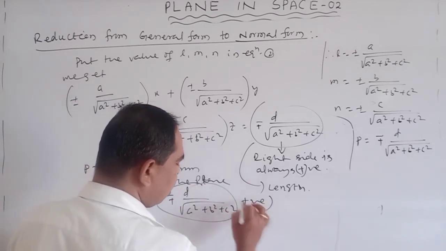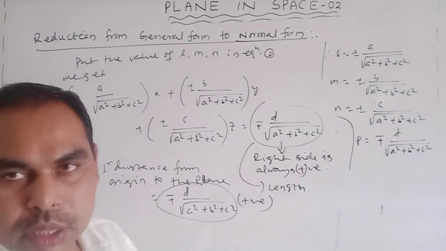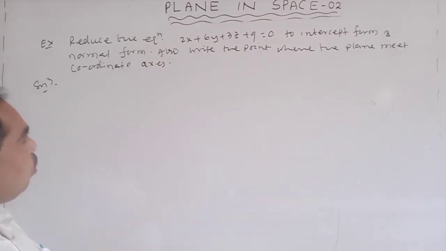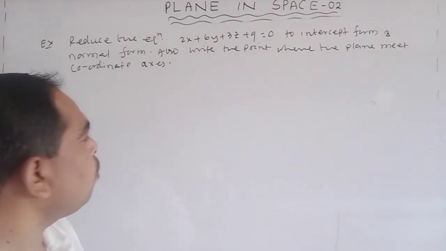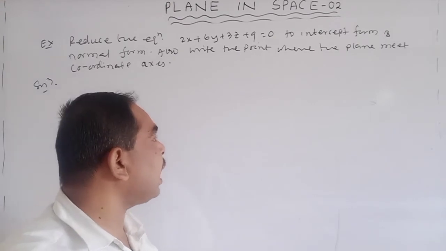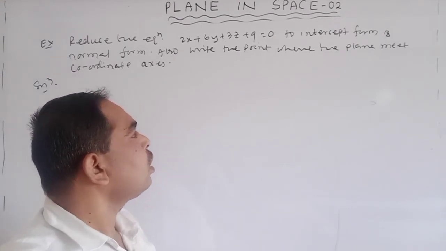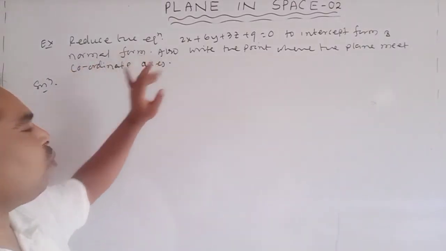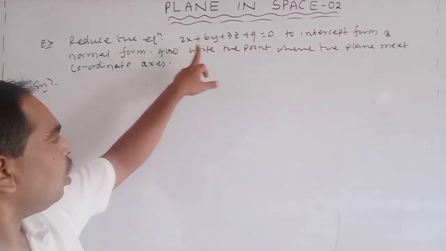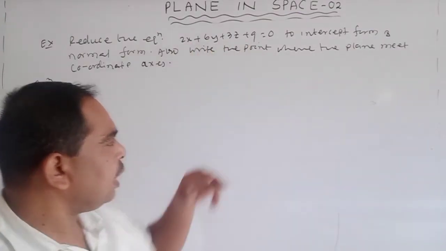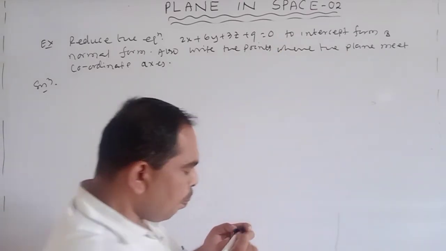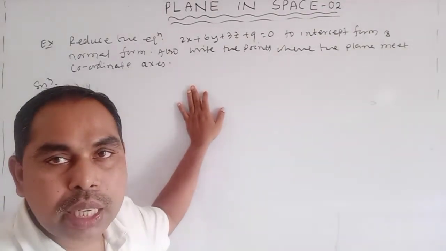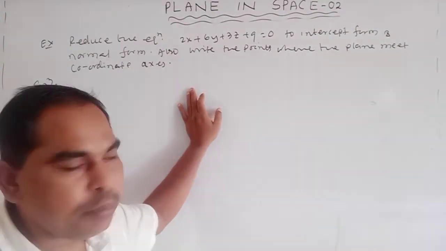तो आपको बेसिक क्वेश्चन देखी. This is a question: reduce the equation 2x plus 6y plus 3z plus 9 is equal to 0 to intercept form and normal form. Also write the points where the plane meets the coordinate axes. को पॉइंट रे प्लेन टा कोऑर्डिनेट एक्सिस को मीट कर भी बाहर करने कही ओके तो सॉल्यूशन देखा टिके.